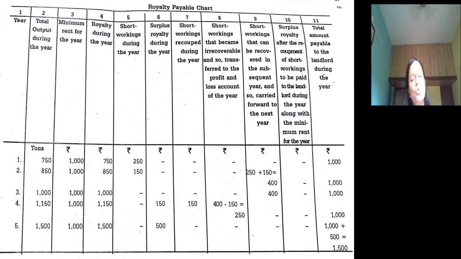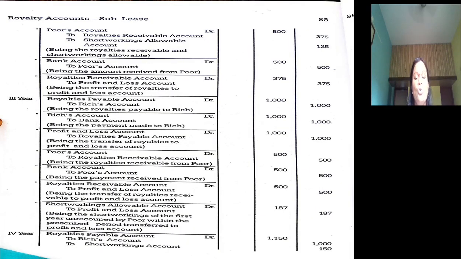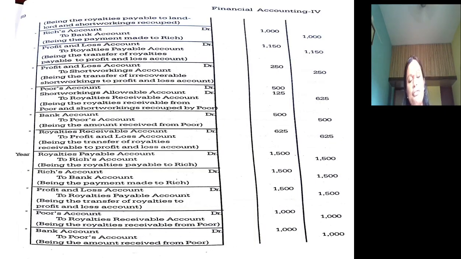Excess is not used to recoup. Excess goes to lessor. Just like the fifth situation, as we studied entries under five different situations. In the fifth year, the journal entry is: Royalty payable account debit to lessor account 1,500. Lessor will be paid: lessor account debit to cash or bank 1,500. Royalty payable should be closed by transferring it to profit and loss account. The entry is: profit and loss account debit to royalty payable account.